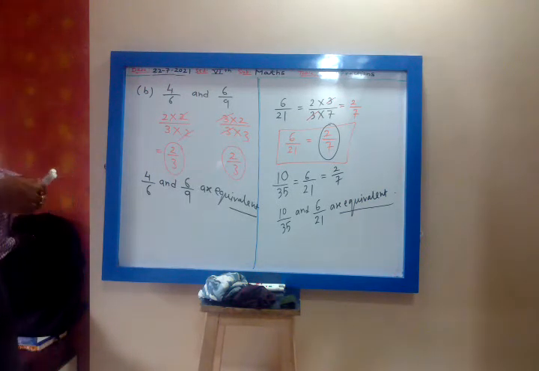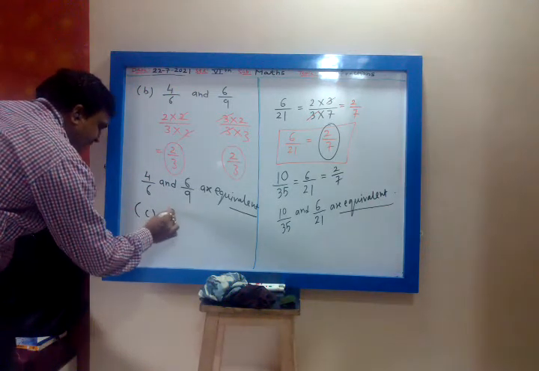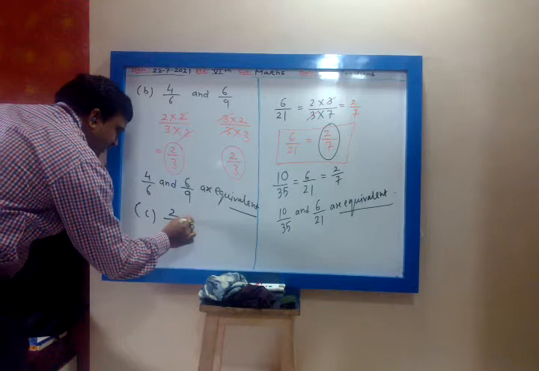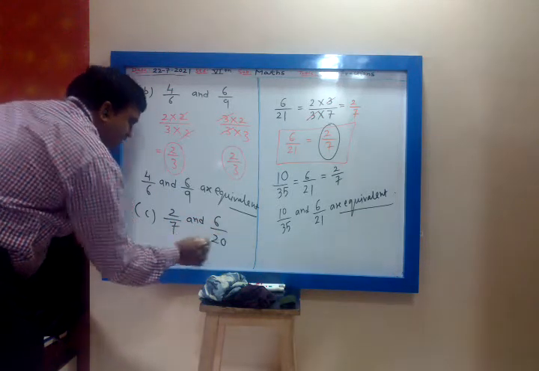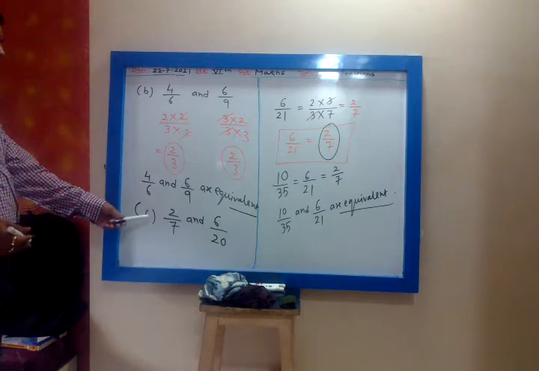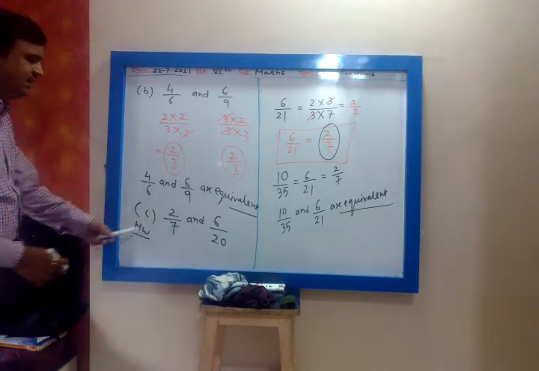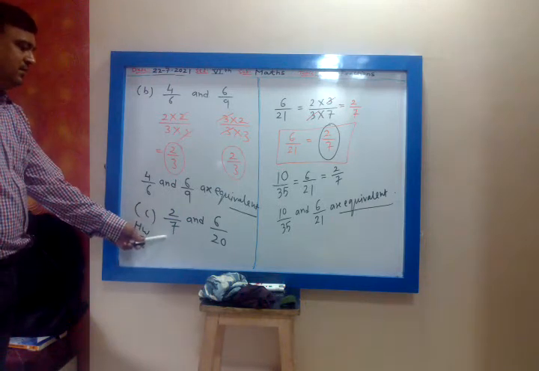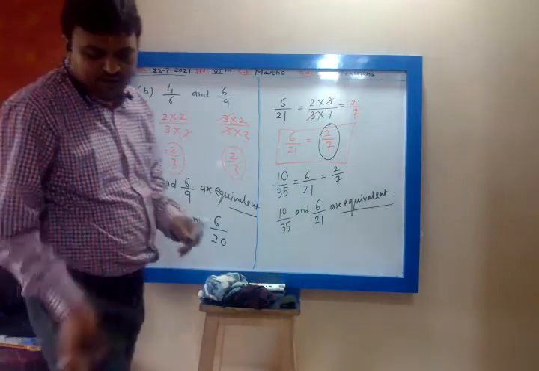Now see 2 by 7 and 6 by 20. Let me give this homework. In 2 by 7 there is nothing common. Then in 6 upon 20 you cancel the common factor.